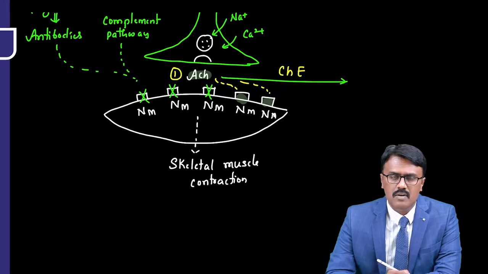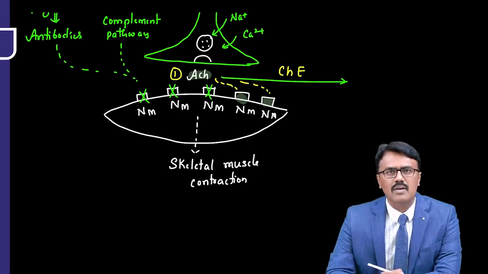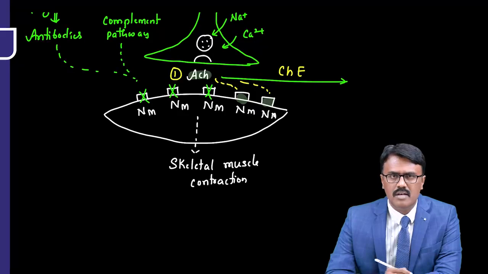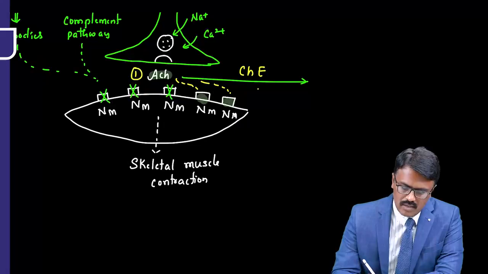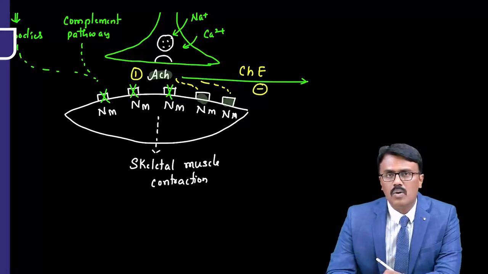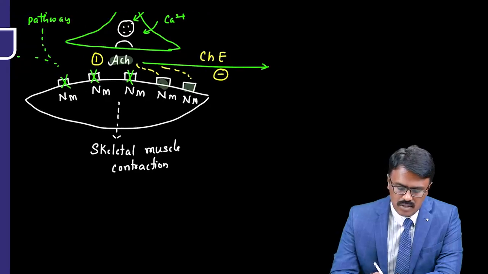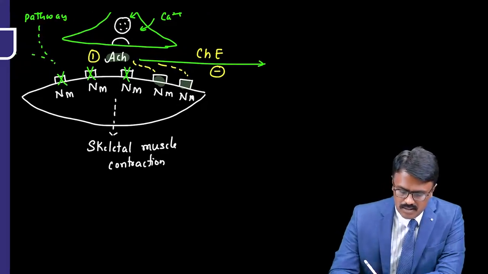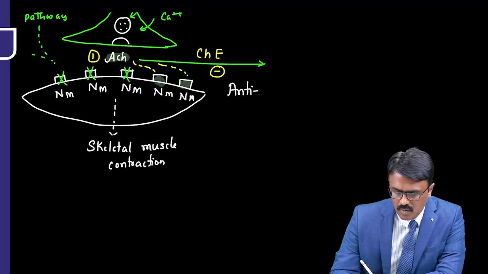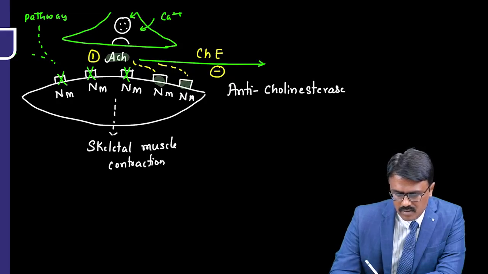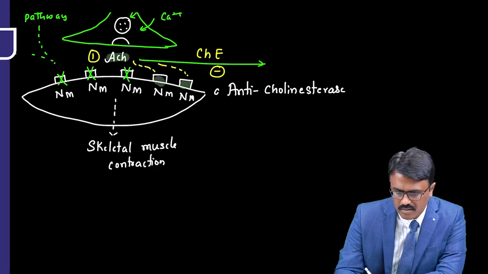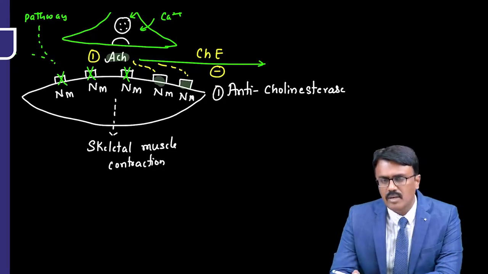Now we cannot give acetylcholine in the treatment because acetylcholine is very short acting. It is working only for 5 minutes. So how do I increase the acetylcholine activity? By inhibiting the enzyme cholinesterase. So the drugs which inhibit the enzyme cholinesterase are called anti-cholinesterases. They are called anti-cholinesterase drugs. So that is the one we can do. So give an anti-cholinesterase drug.